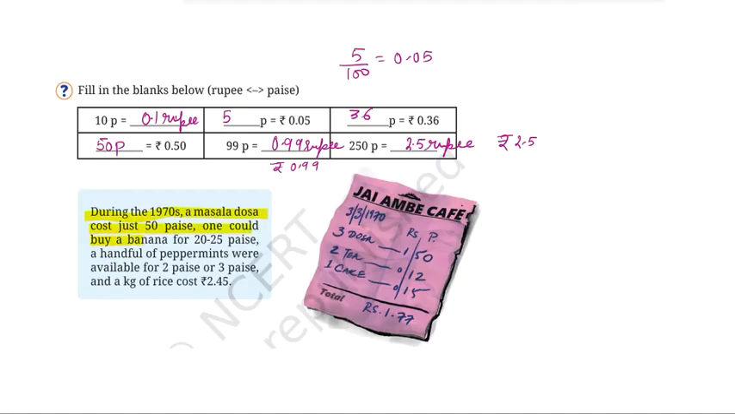During the 1970s, a masala dosa cost just 50 paise. One could buy a banana for 20 to 25 paise. A handful of peppermints were available for 2 paise or 3 paise, and a kg of rice cost 2.45 rupees. अभी क्या है, 1 masala dosa, if you go and eat it at a counter or somewhere in the open market, it would be around 100 rupees. और अगर आप किसी रेस्टोरेंट में गए तो 150-160 rupees से तो कम नहीं होने वाला है, right? So can you imagine how the cost has increased during all these years?